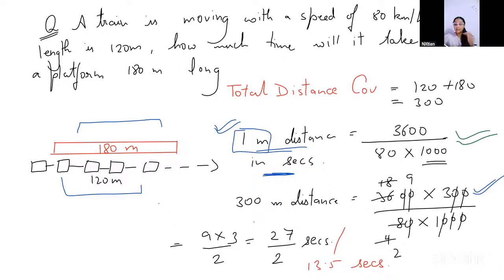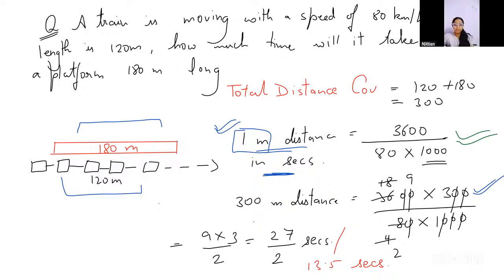In the second one, we have taken it together and multiplied it. We got the time, that is 27 by 2 seconds. If you write just 27 by 2 seconds as a fraction, it's the correct answer. Or you can divide and write 13.5 seconds. Understood?